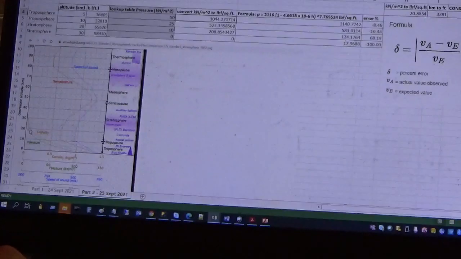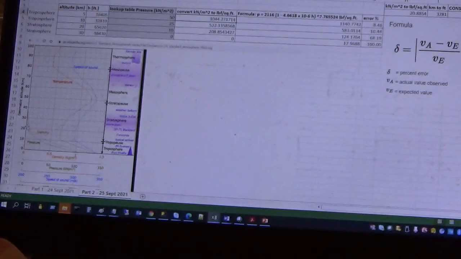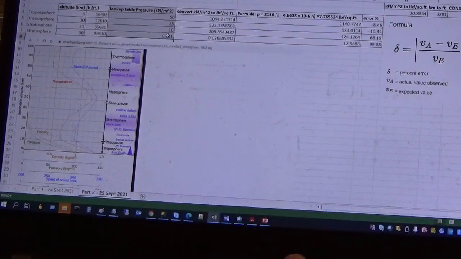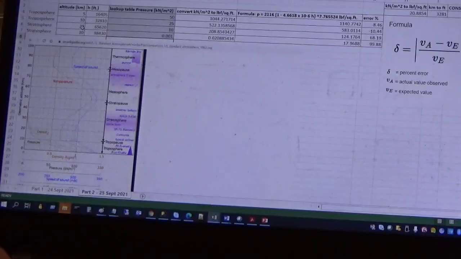So what you'll notice is at an altitude of approximately 30 kilometers, we're very, very close to a pressure of 0 kilonewtons per meter squared. And for the purposes of this demonstration, I'm going to use 0.001, a very, very small number. Then if we go a little bit further over in the altitude, a little lower, at 20 kilometers, we are approximately 10 kilonewtons per meter squared of pressure.